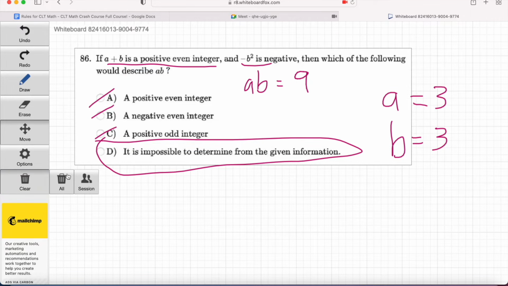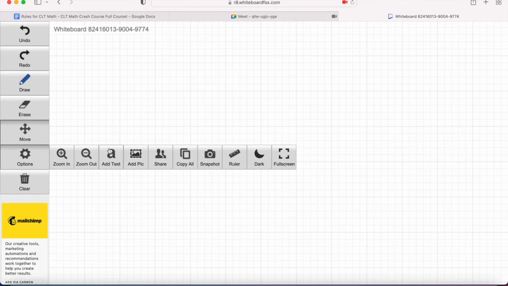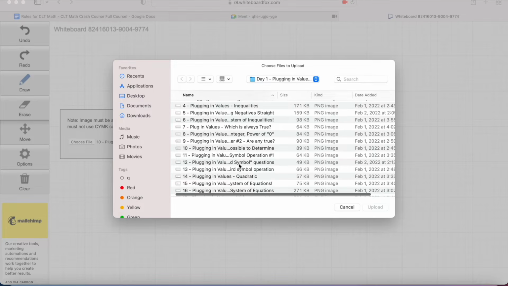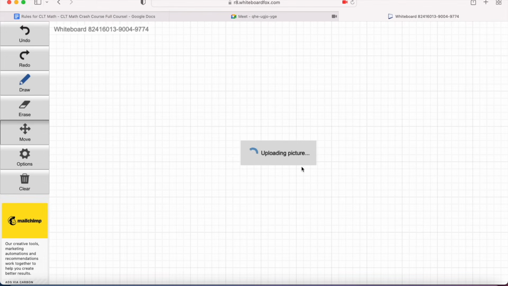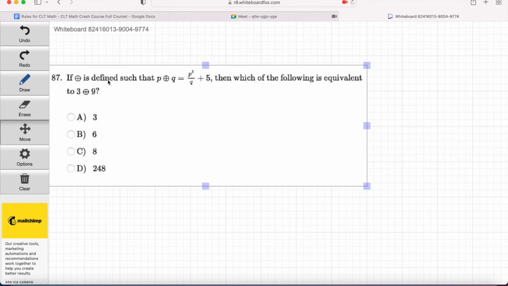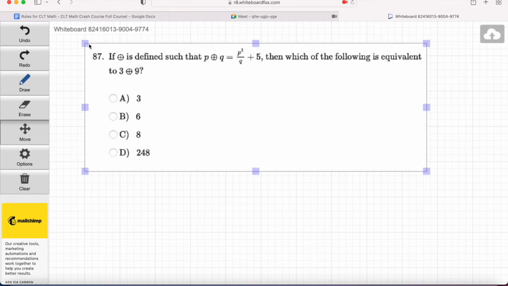Tough question. Okay. I think I've got some easier ones coming up. Give us a little break. Oh, yeah. There we go. This is funny. I've seen a question like this on almost every CLT practice test I've done. These are really funny. I call these weird symbol questions.